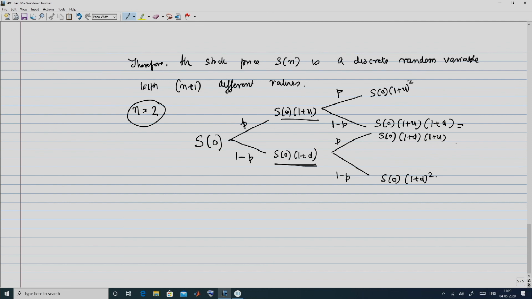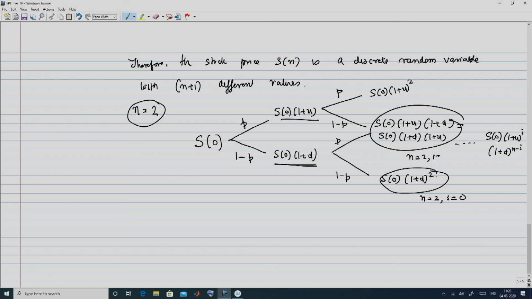So, that is how we generically end up with our formula for S naught into 1 plus u raised to i into 1 plus d raised to n minus i. So, here n is equal to 2. For i equal to 0, we have this; this is when n equal to 2 and i is equal to 0. This is the scenario when n is equal to 2 and i is equal to 1, and this is the scenario when n is equal to 2 and i is equal to 2. Okay, so, this concludes the discussion on the binomial model.